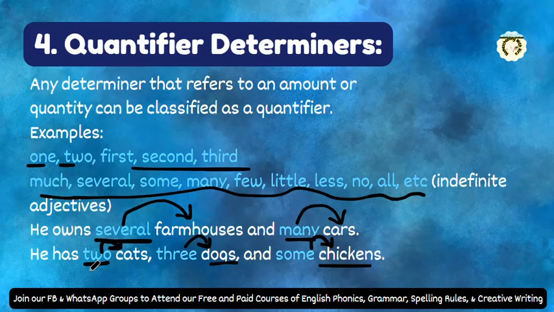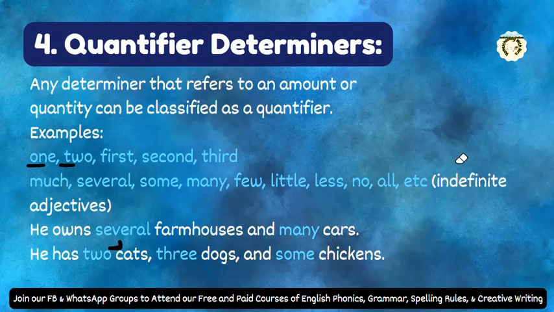So we can have words like 1, 2, 3, 4, 5, first, second, third. They are also quantifier determiners. And words like many, several, less, little, few, much. They are also quantifiers. Some are indefinite, some are definite. Let's listen to this explanation in Urdu Hindi now, please.